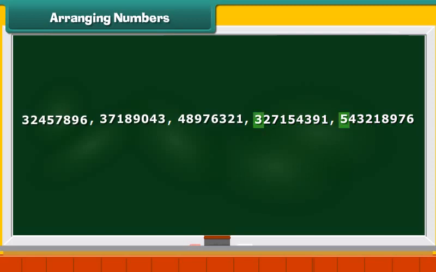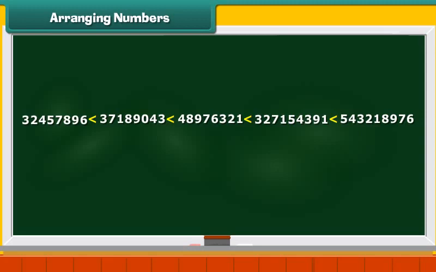Therefore, the ascending order of numbers is this: 324,578,96, 371,890,43, 489,763,21, 327,154,391, 543,218,976. Let us now arrange numbers in descending order.